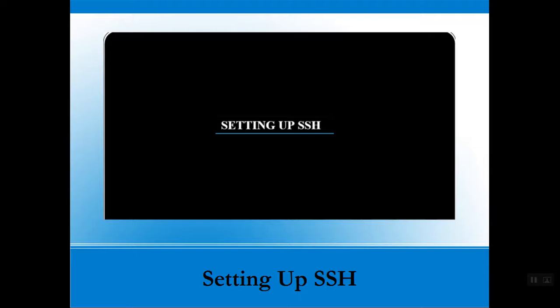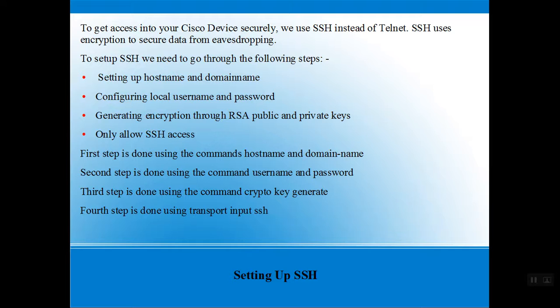Now we come to SSH. SSH is another network protocol that gives users a secure way to access a computer over an unsecure network using encryption, and prevents eavesdropping and MITM attacks. To get access into a Cisco device securely, we use SSH instead of Telnet. SSH uses encryption to secure data from eavesdropping. To set up SSH, we need to go through the following steps: setting up hostname and domain name, configuring local username and password, generating encryption through RSA public and private keys, and allowing only SSH access.